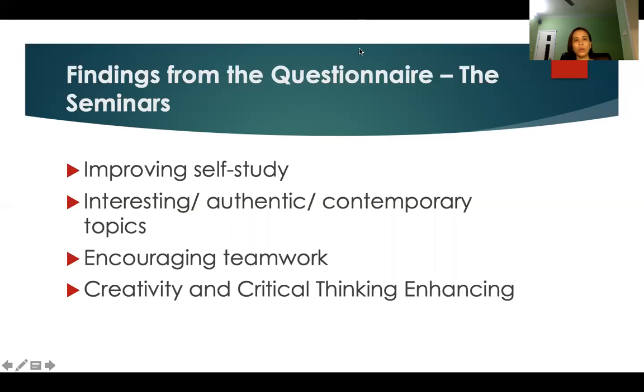They also believe that the seminars improve self-study because they have to do the research not only in teams but also individually. They work on contemporary topics, and they have the opportunity to work in teams and improve their teamwork skills. And they also believe that the seminars are the best opportunity to enhance their creativity and critical thinking skills.